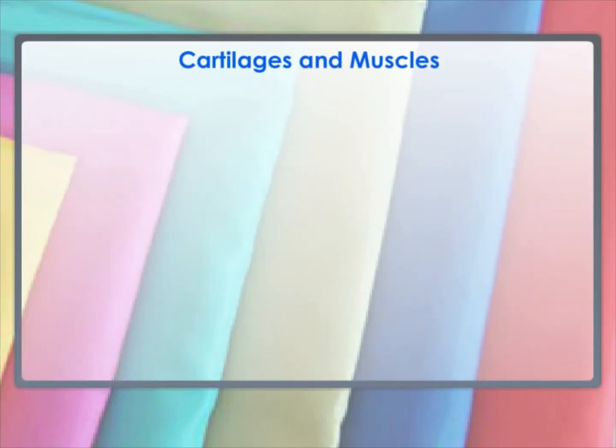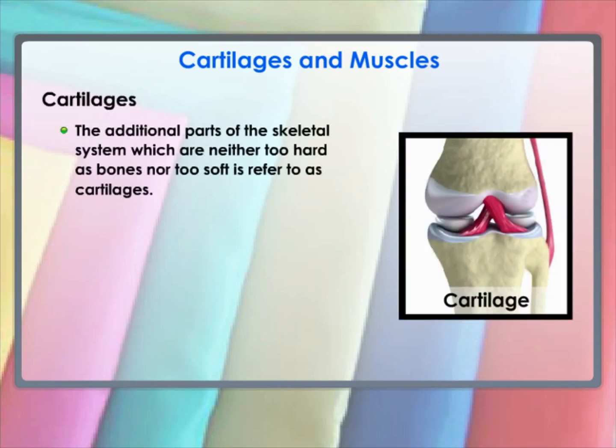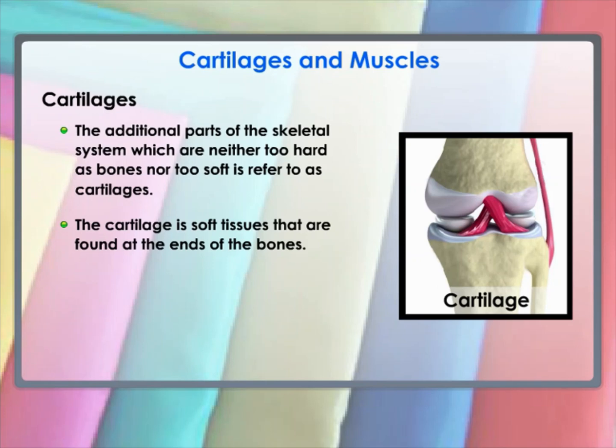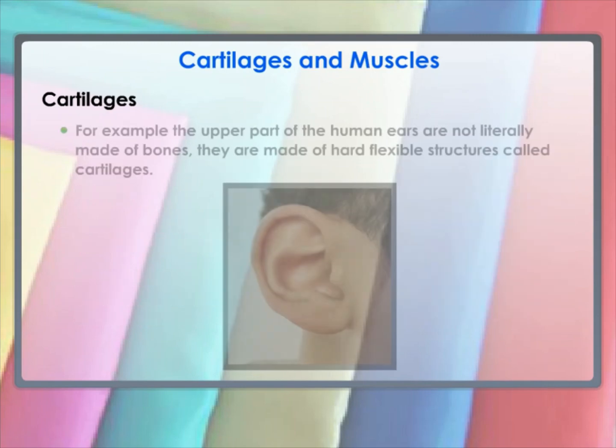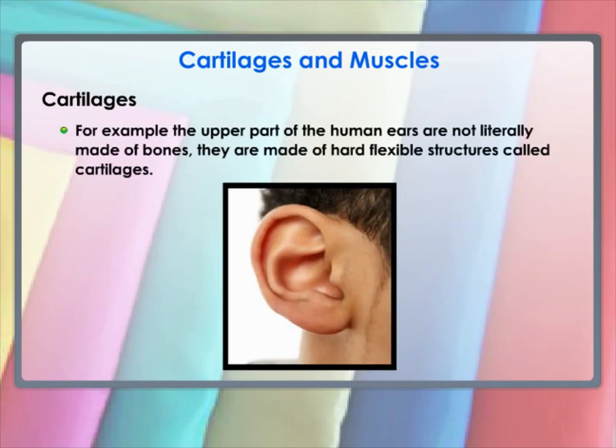Cartilages and muscles. Cartilages. The additional part of the skeletal system, which is neither too hard as bones nor too soft, is referred to as cartilage. The cartilage is a soft tissue that is found at the ends of the bones. It prevents the bones from grinding against each other and also acts as a shock absorber. For example, the upper part of the human ears are not literally made of bones. They're made of hard, flexible structures called cartilages.